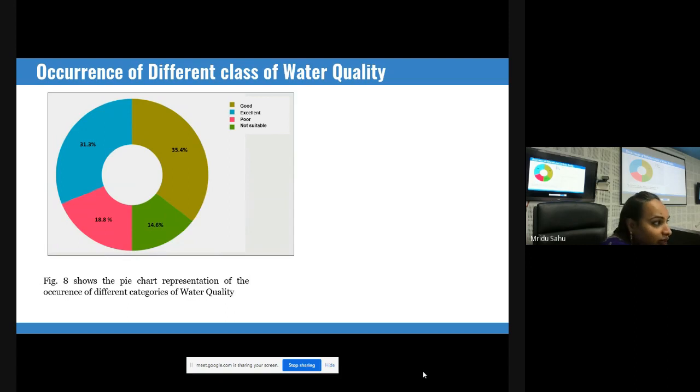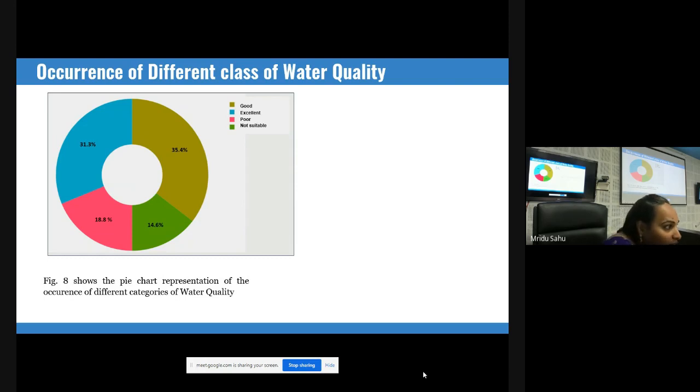So the pie chart is shown by visualization techniques, and one representation is called a pie chart. The good कितना दिख रहा है? जितने हमने sample लिए उसमें से good का section कितना दिख रहा है? Good is indicated by which color? Green color. 35.4 is showing the good one. Excellent is the blue one. And 18.8 is poor.